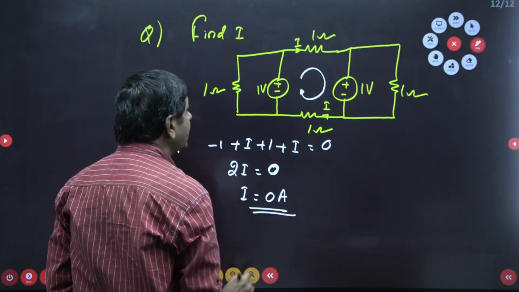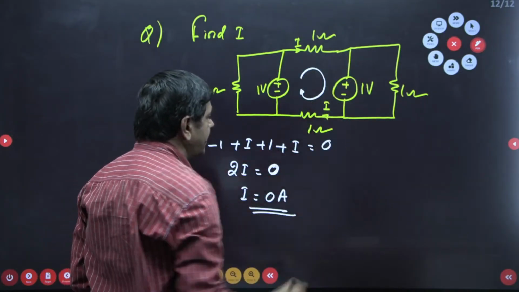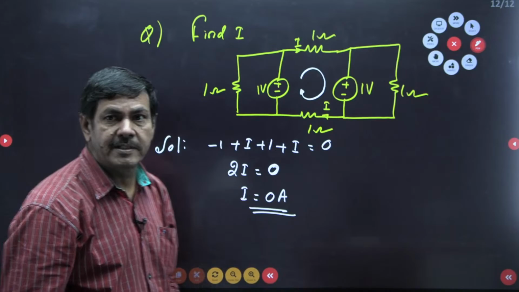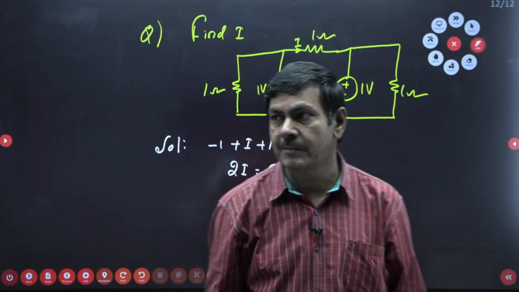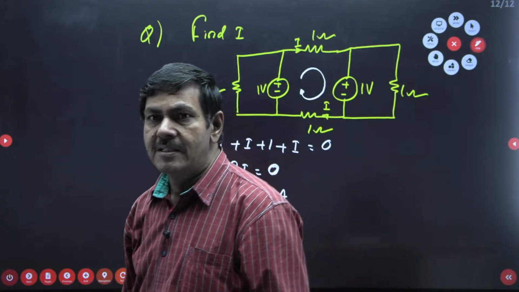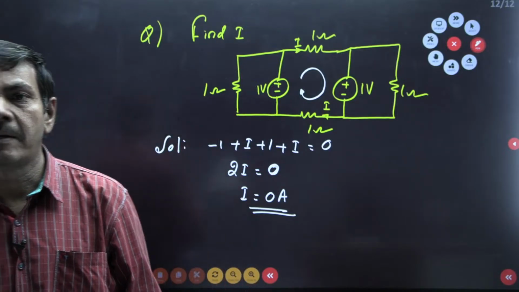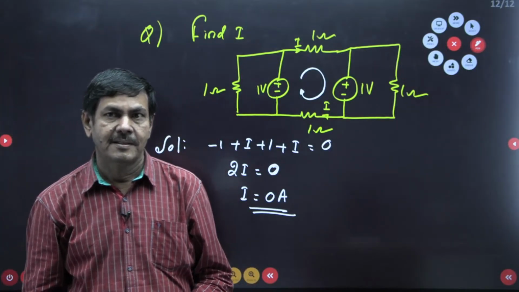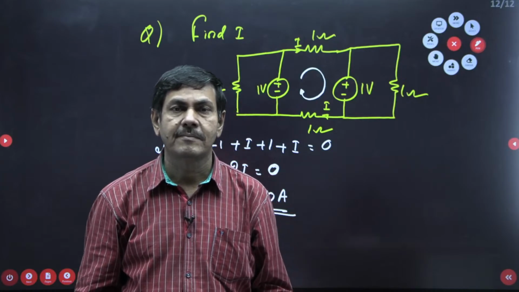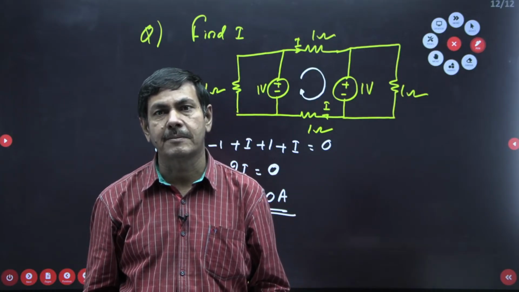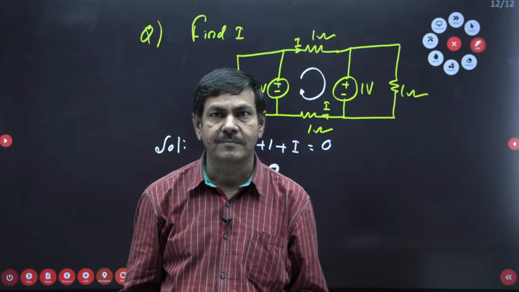Finally, the current passing across this 1 ohm, we can directly say, is 0 amperes. Understand now? That much amount of current is possible. So these problems are all solvable by using mesh analysis. In the next class you can see questions using different theorems also. Understand now? Okay, thank you.